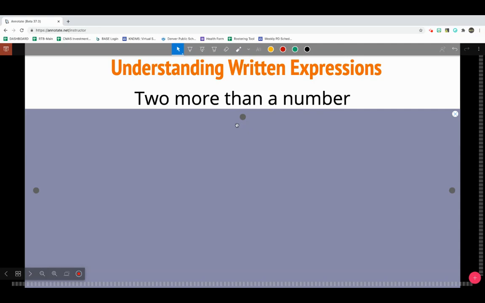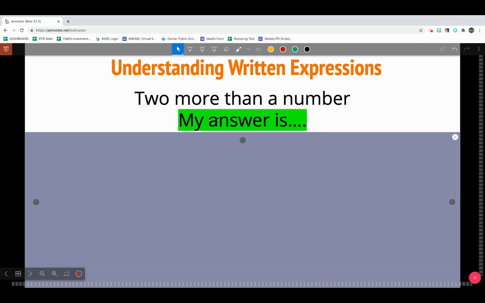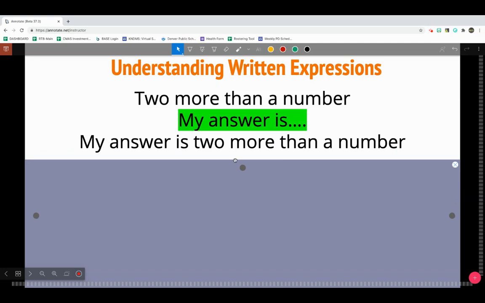Remember that what it's really asking me for is how to find the answer. So I can add "my answer is" in front of this to get a better understanding of what it's asking me. So technically, what it's asking me is, my answer is 2 more than a number. Well, let's look at this in other contexts to see if this makes more sense to us.